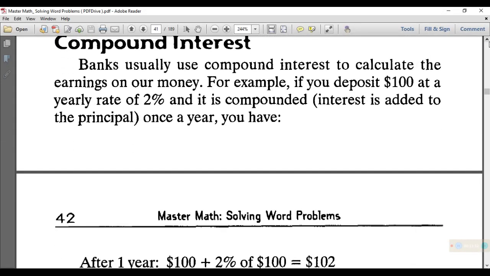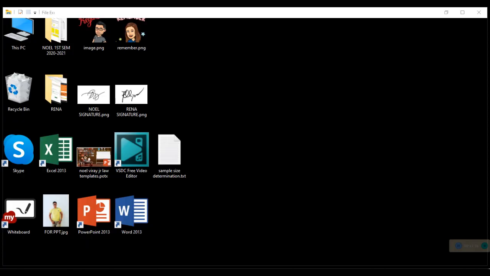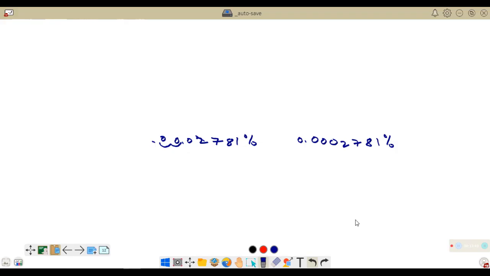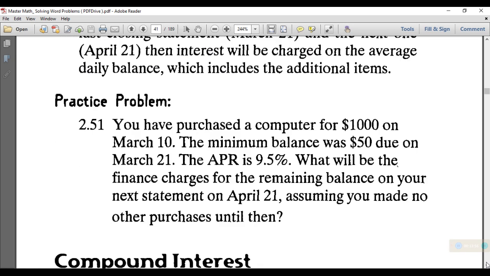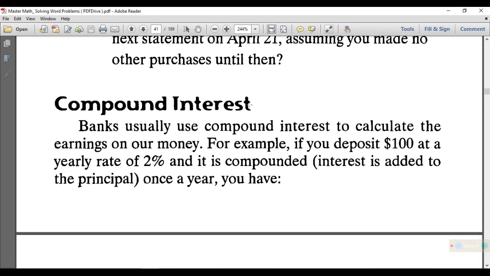Now, dito naman tayo sa kabila, si compound interest. So, si compound interest, nag-accumulate lang naman yung mga values niya. Nag-accumulate yung values niya plus the interest. So, banks usually use compound interest to calculate the earnings on our money.